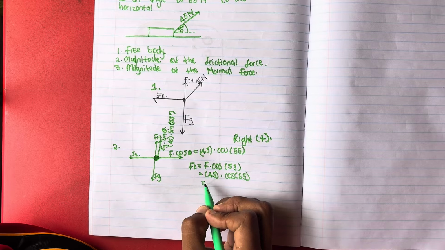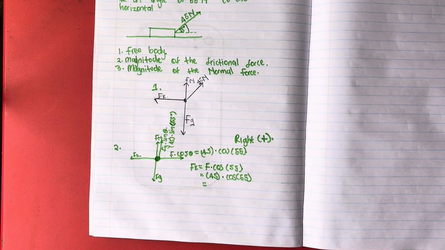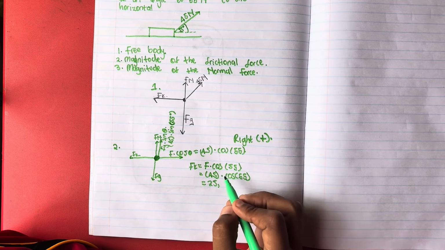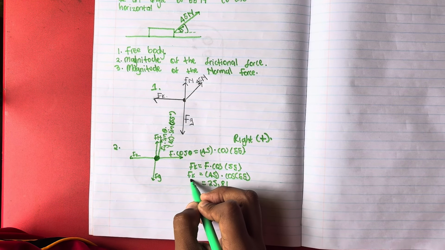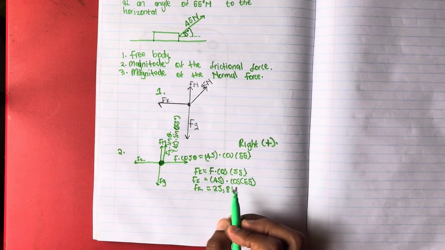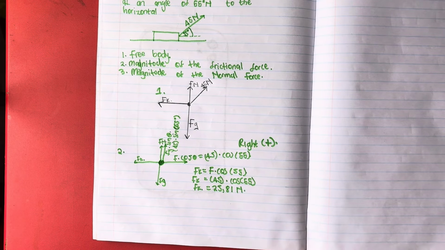Now let me just punch this in the calculator. Let me see what it is. 45 cos 55. It'll be 25,81. Fk will be equal to 25,81 Newton, right?